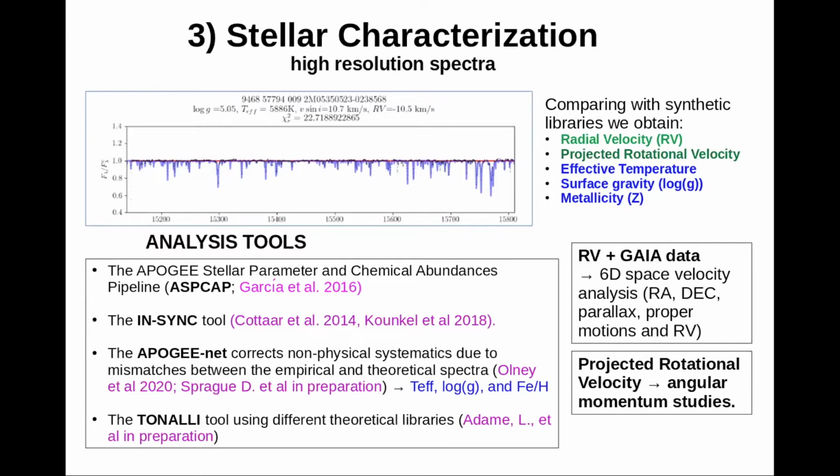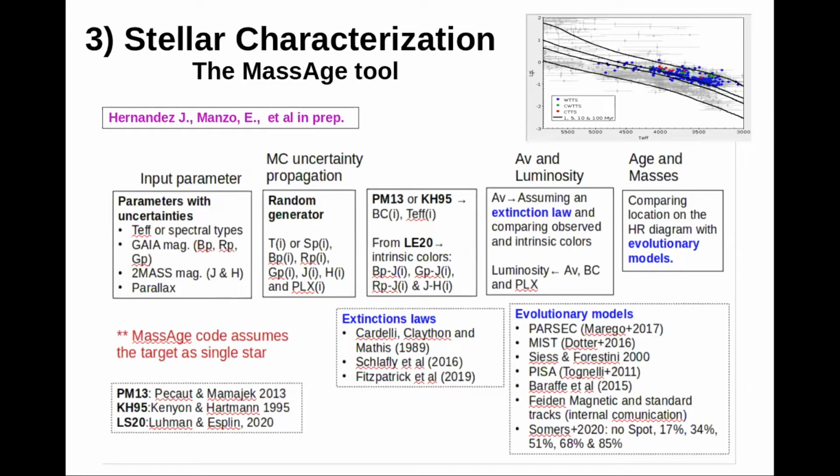Once we have spectral types or effective temperature, we can use the MASSAGE tool to obtain stellar ages and masses. In brief, the MASSAGE tool estimates visual extinction by comparing the observed Gaia to 2MASS color with the expected color from Luhman 2020. We estimate the stellar luminosity using the Gaia parallax and the bolometric correction from Pecaut and Mamajek, or from the work from Kenyon and Hartmann.